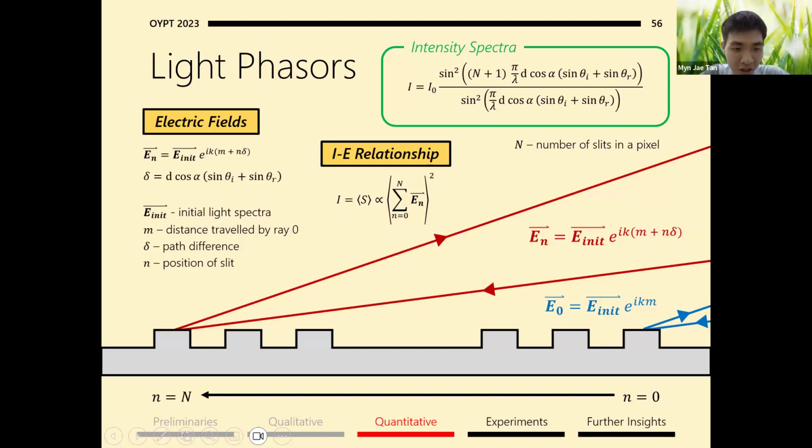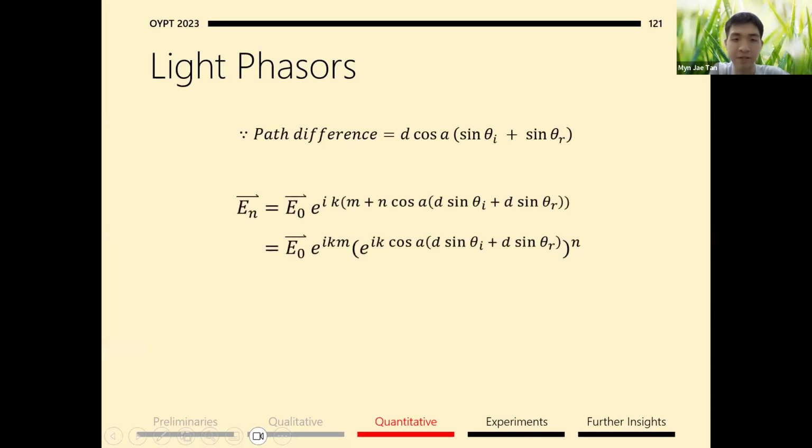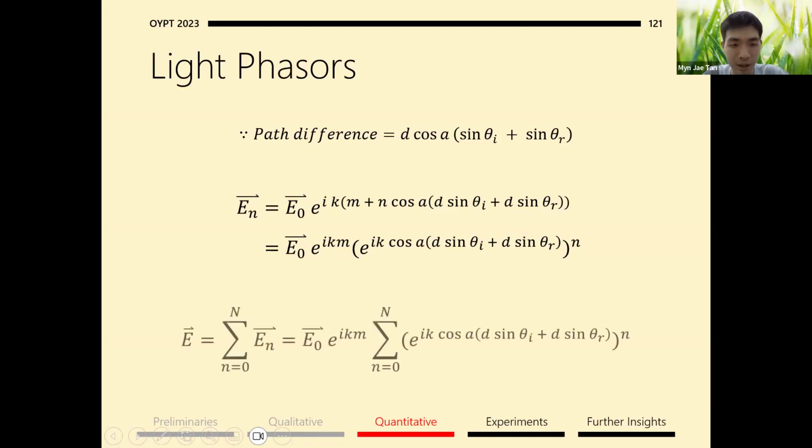So I'll move on to the full derivation first. Because we know that the path difference is equal to this expression, which has been derived earlier, let's say we have a light wave at position n, and we can write the electric field of that light wave as shown. We just rearrange it slightly using the exponential rules.